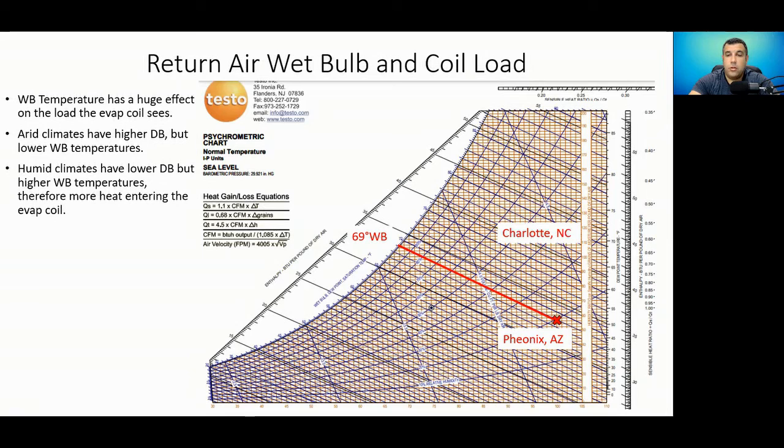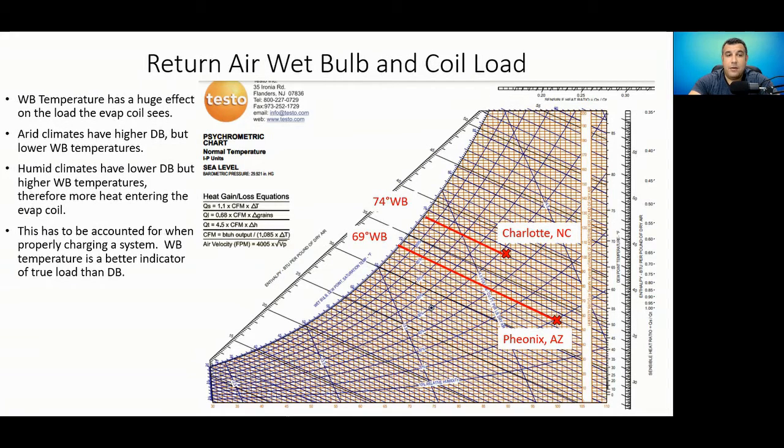And so Charlotte, North Carolina, which is close to where I live, the typical outdoor design conditions in the middle of summertime is going to be 90 degrees, not 100, but 90. So it's cooler outside than Phoenix, Arizona, but the wet bulb conditions are a lot higher, 74-degree wet bulb. So which one has more heat in the air? It's the one with the higher wet bulb temperature, and it's not Phoenix, Arizona. It's actually Charlotte, North Carolina that has more heat in the air.